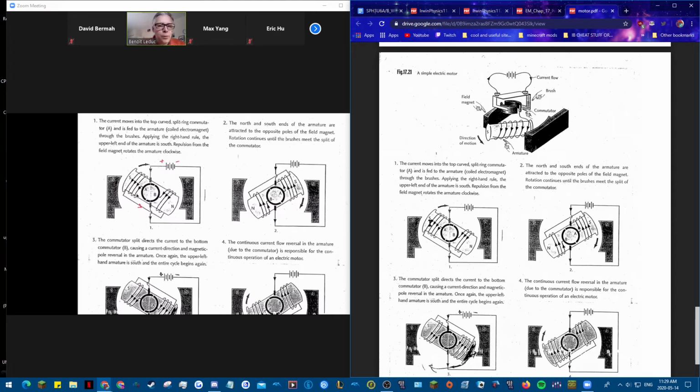Right-hand rule number 2: you wrap the coil in the direction of the current and the thumb will tell you which direction is north. So when the current goes in the coil here, this one is going to be north and this one is going to be south.